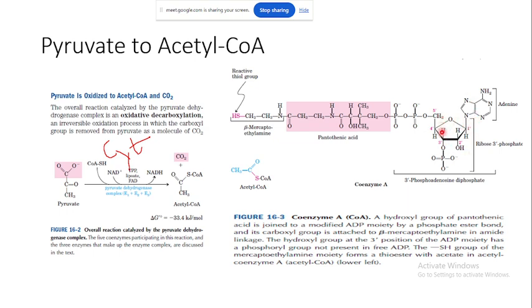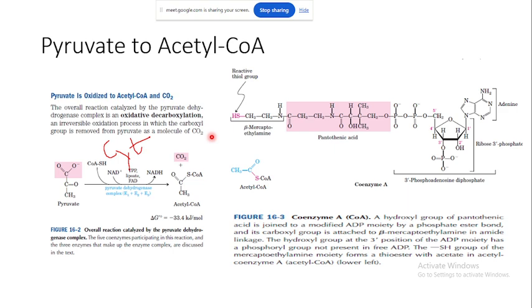This is a ribose phosphate, which is phosphorylated at the 3' position. That's why it is a modified ADP, and in the C5 position there are two phosphate groups. So that's why it is ADP, and along with the ADP there is a conjugation of pantothenic acid, and then pantothenic acid is conjugated with beta mercaptoethylamine.